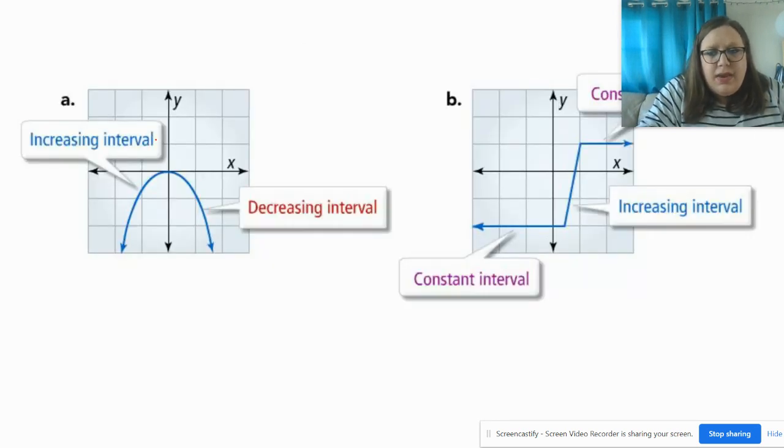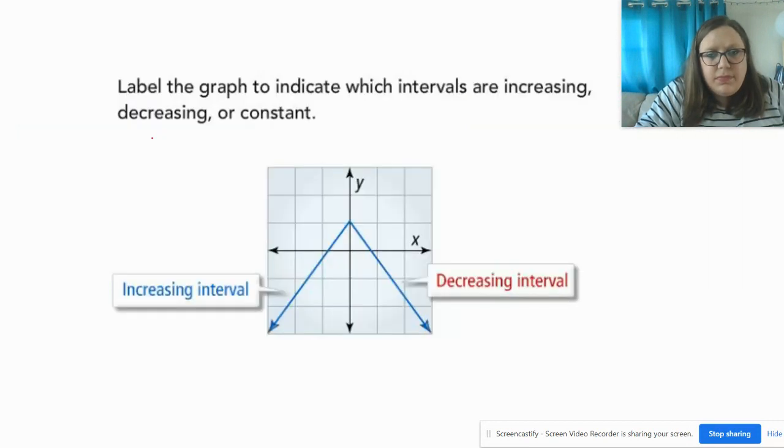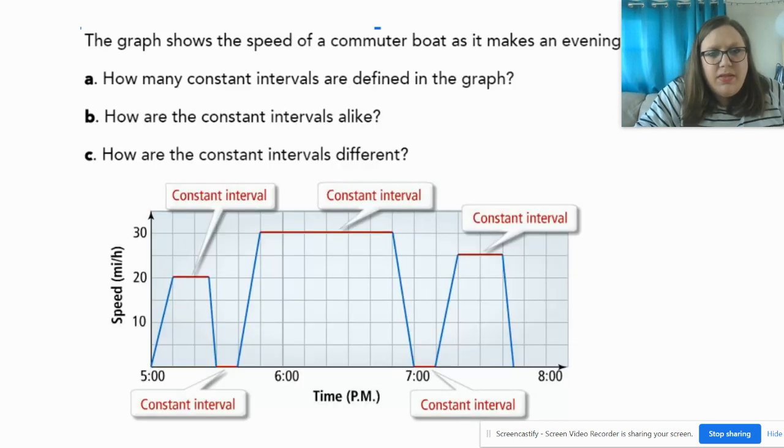All right, so then, as you guys can see here again, constant is a horizontal line, increasing is going up, decreasing going down. And again, increasing is going up, decreasing going down. There's no constant interval there.